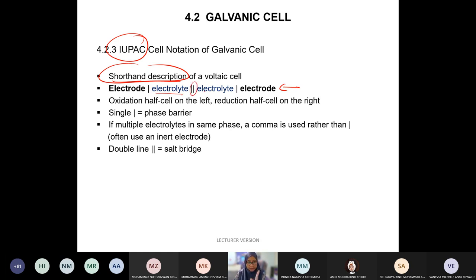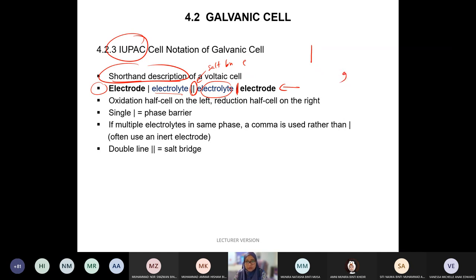And then we have this double line that represents the salt bridge. It is written below, but I'll explain first since this is point number 2. We have this double line to represent the salt bridge. Maybe you can label it like this: salt bridge. And then the electrolyte and then the phase barrier. Phase barrier means if it is a different phase, you will be using this one. That's why you need to have the state. If you don't have the state, how do you know what the phase barrier is? If the phase is different, we use this single line. If it has the same phase, you use the comma.